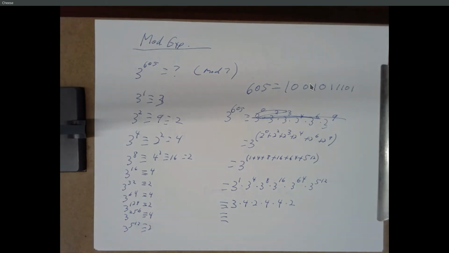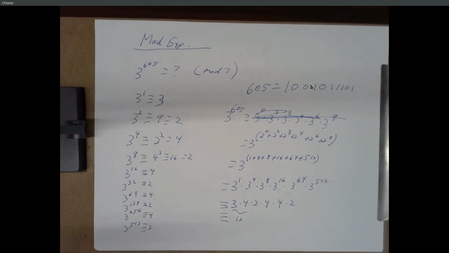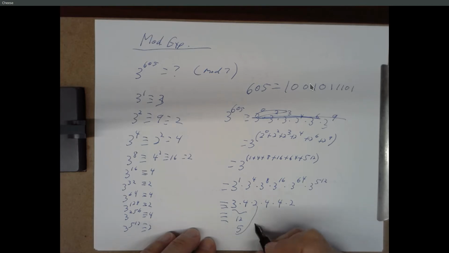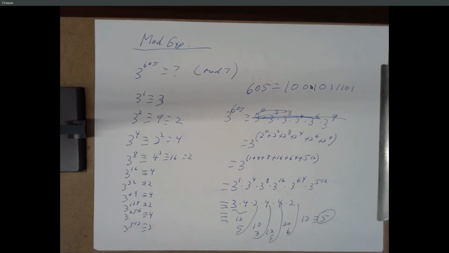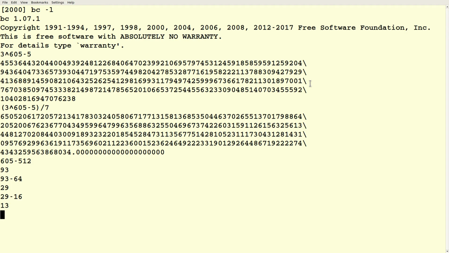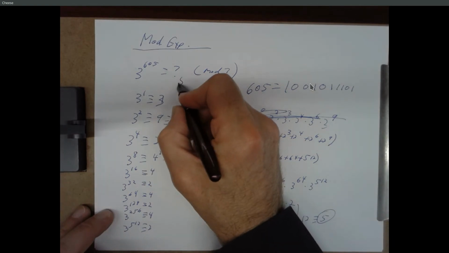And I still don't want to do any big math, so I'm just going to multiply 3 by 4, which is 12, which is congruent to 5. And 5 times 2 is 10, which is congruent to 3. And 3 times 4 is 12, which is congruent to 5. And 5 times 4 is 20, which is 6 more than a multiple of 7. And 6 times 2 is 12, which is congruent to 5. I really hope that's what we got before. Was it? Yes, it was. So that's congruent to 5.